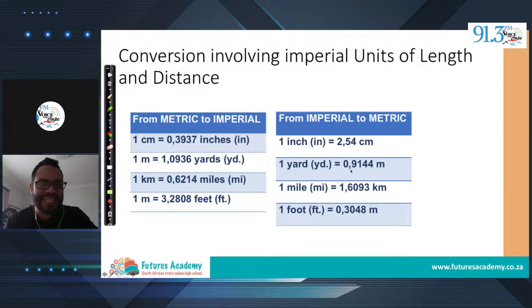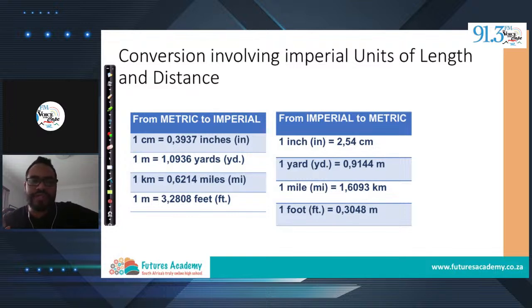1 yard is less than a meter. 1 mile is more than a kilometer. Hence, 1 mile is larger than a kilometer, and 1 foot is 0.3048 meters. You don't need to memorize any of these, because generally these are given to you in the examination questions. They are given in the examination questions.